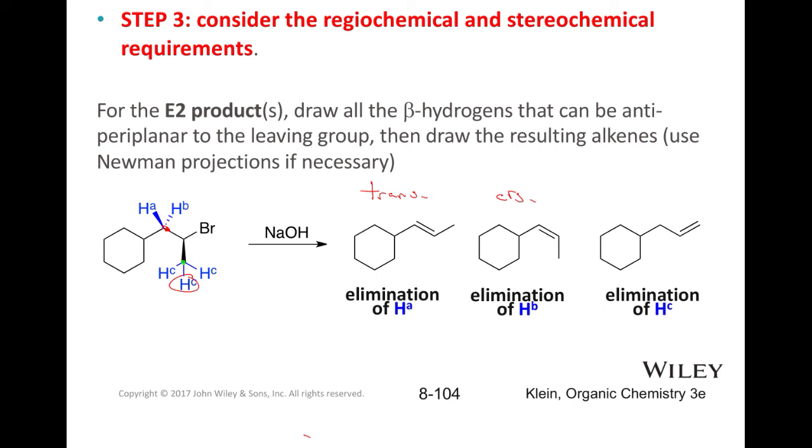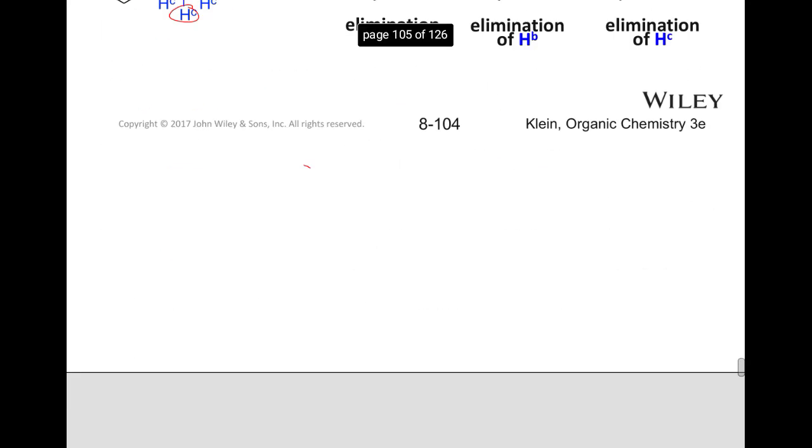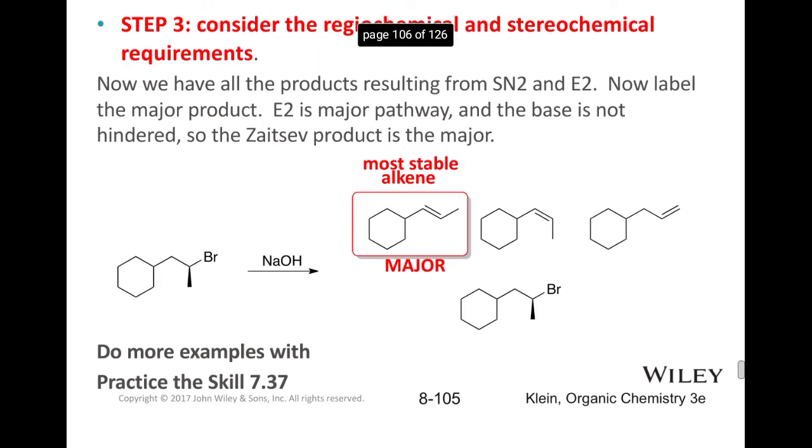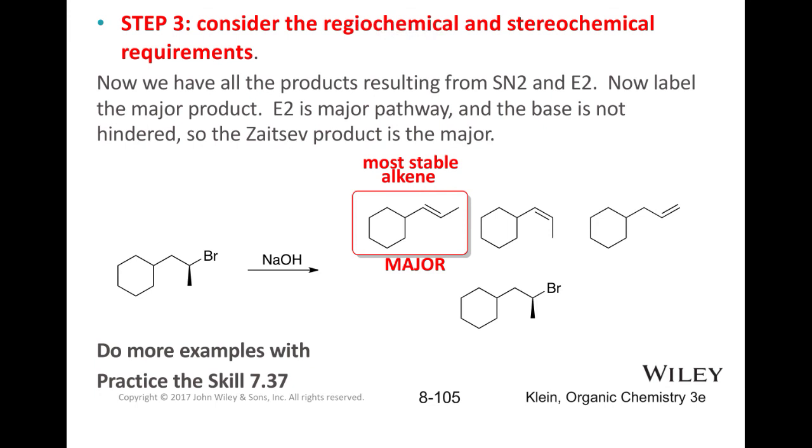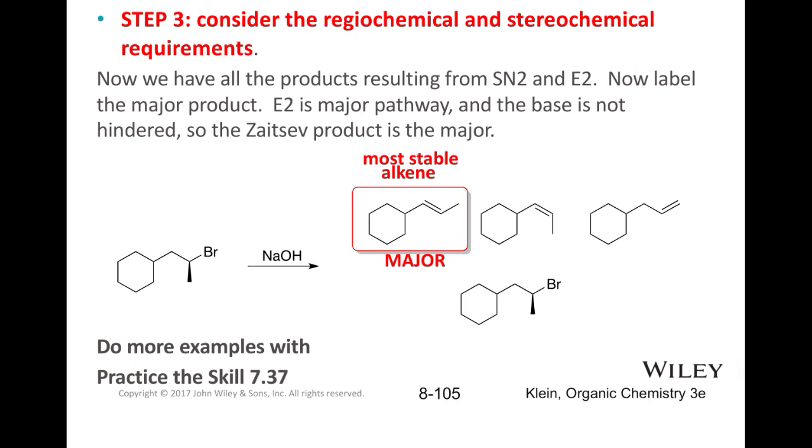So which one of these 3 alkenes should be the major product? Well, if we keep moving, you can see here it says now we have all the products from our SN2 and our E2 reactions. Now label the major product. E2 is the major pathway and the base is not hindered, so the Zaitsev is the major product. Yes, both of these first 2 alkenes have the same amount of substitution on the alkene, but this one is going to be the most stable isomer because it's the trans. So that's going to be our major product. And then all the other products are going to be minor products.